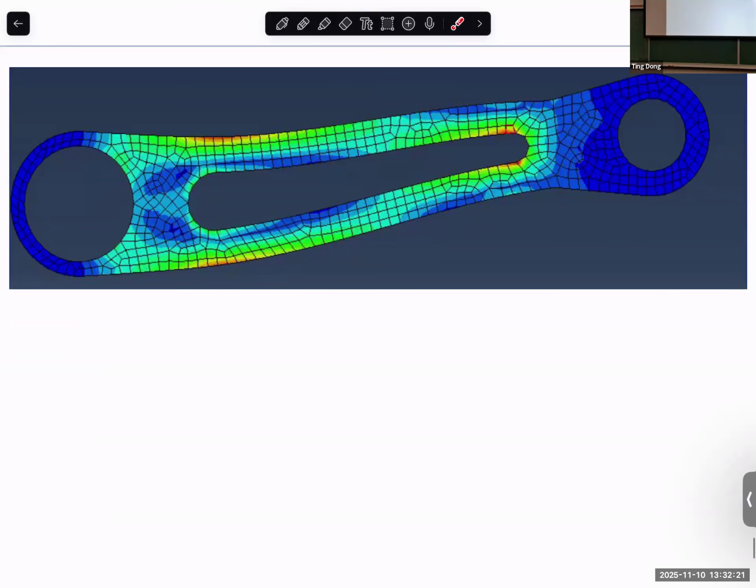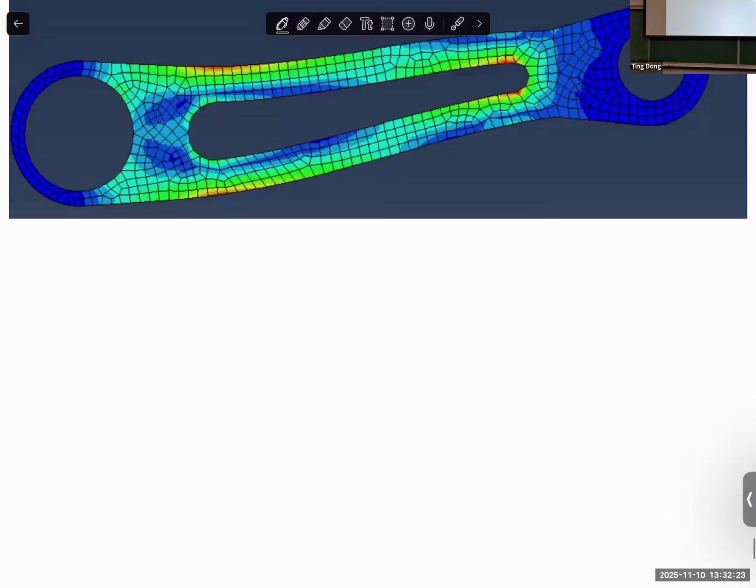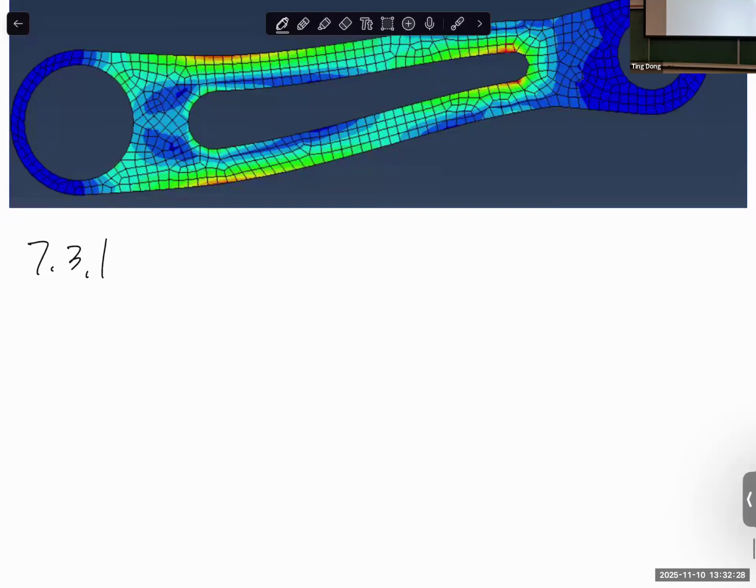Yes, chapter 7, isoparametric mapping. Chapter 7, section 3.1. The first several sections you can just read in the textbook. I'm not going to do it in class, but we start from section 3.1.